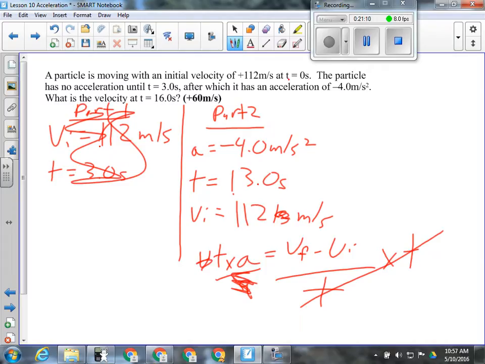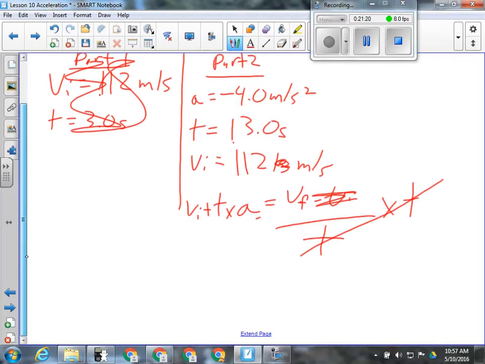Want to move something, I do the opposite. All right, so I'm going to add it to this side over here. Now VI is gone, and I'm solving for VF. And again, intuitively, that should make sense. Here's how fast I was going at the beginning. Here's the change in velocity. That should give me how fast I'm going at the end.